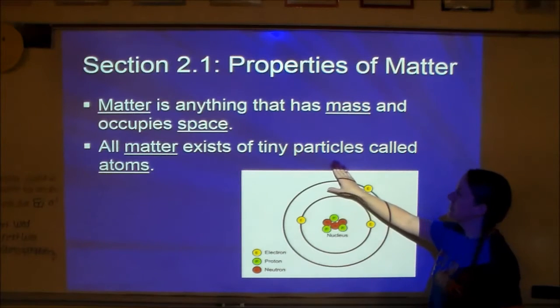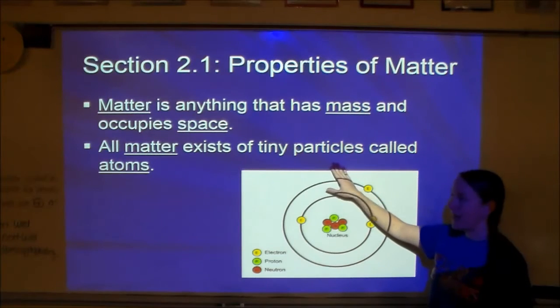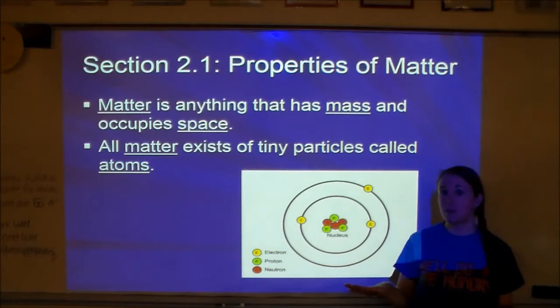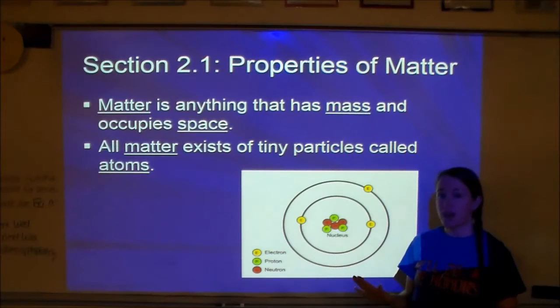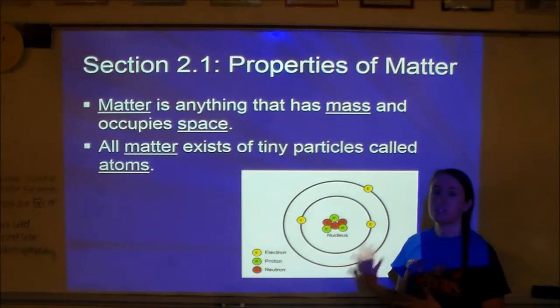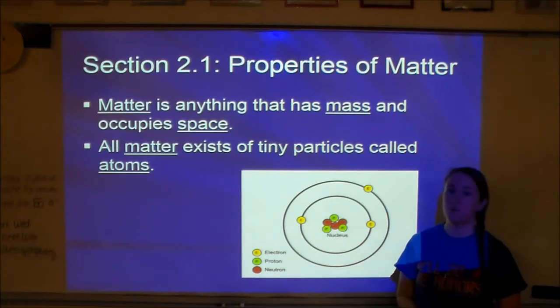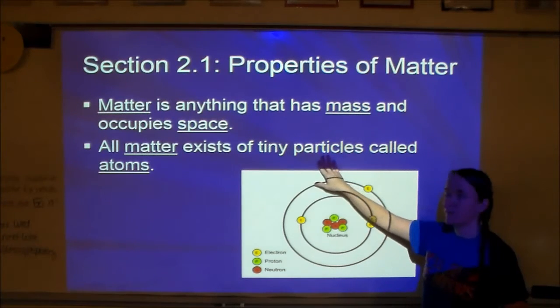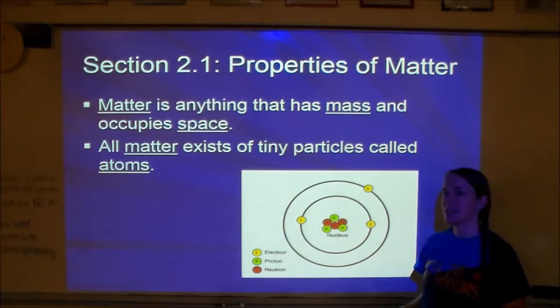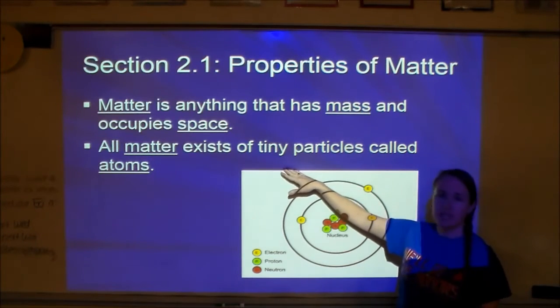So all matter consists of tiny particles called atoms. So any type of matter that we talk about this year is made of atoms. And we'll of course learn about the different types of atoms from the periodic table, but every form of matter is made of atoms. So that's why it has mass and takes up space, because atoms, they each have their own mass.